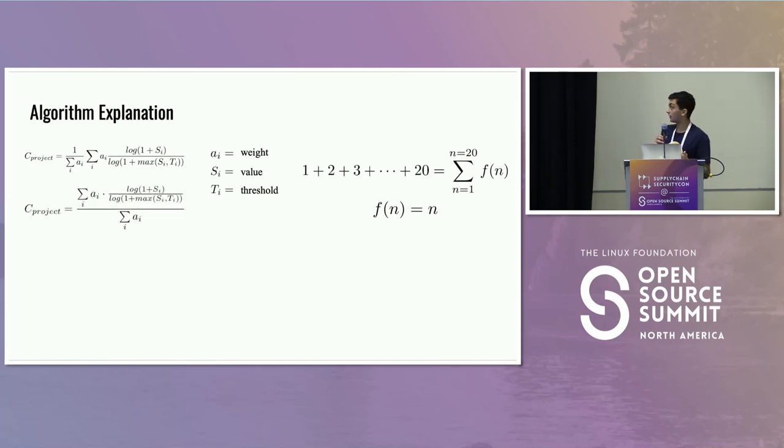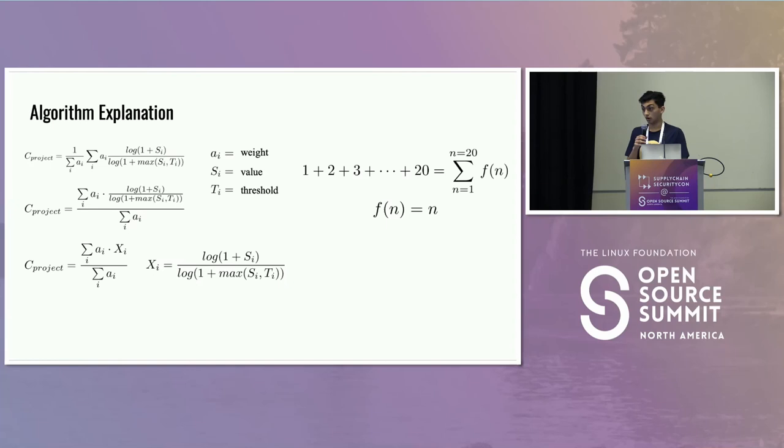We can first simplify a little bit, and then substitute log(1 + s_i) over log(1 + max(s_i, t_i)) in for x_i. Now, our equation looks similar to a weighted arithmetic mean. A weighted arithmetic mean is basically a better way to calculate average than just a regular arithmetic mean. We're calculating the average on x_i, with the weight being a_i. And on the following slide, I'm going to show an example of this in use, and it's going to use a simplified version of the Criticality Score equation, the summation of z_i over the summation of a_i, with z_i equaling a_i times x_i.